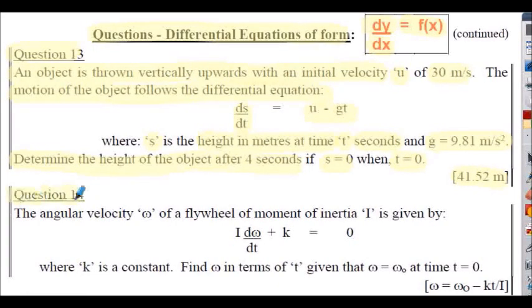And question 14, the angular velocity denoted as omega of a flywheel of moment of inertia I is given by I multiplied by d omega dt plus k is equal to 0. We're informed that k is a constant. We've got to find omega in terms of t, given that omega is omega naught at time t is equal to 0. Answer shown in the bracket here. I will show you the full worked solution to these questions on the following slides, but I'm going to let you review the solutions at your own pace.